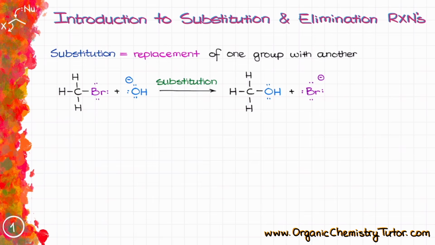In a substitution reaction, we are going to replace a part of our molecule with a different atom or a group. So for instance, in this case, I am replacing a bromine atom with an OH group. The part of the molecule that is leaving is called a leaving group because it leaves the molecule.